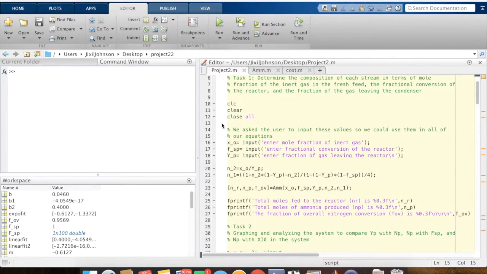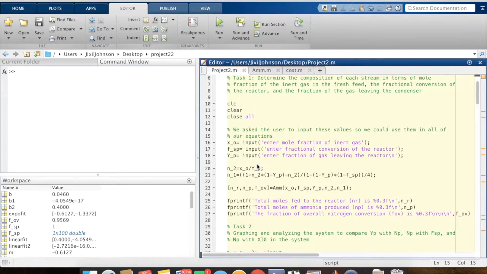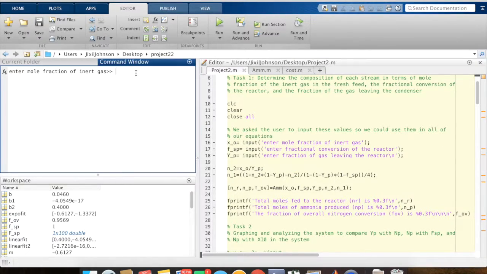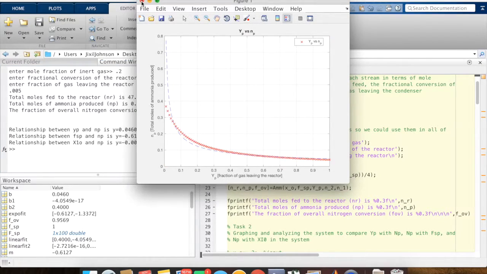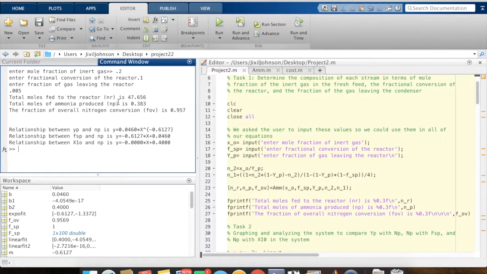If you run task 1 with the function, we enter the mole fraction of inert gas, which in the test case is 0.2, the fractional conversion of the reactor, 0.1, and the fraction of gas leaving the reactor, which is 0.005. The total moles fed into the reactor, NR, is calculated to be 47 moles, the moles of ammonia produced is 0.383, and the fraction of overall nitrogen conversion is 0.957.